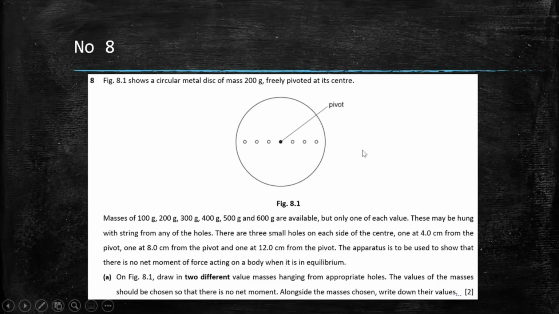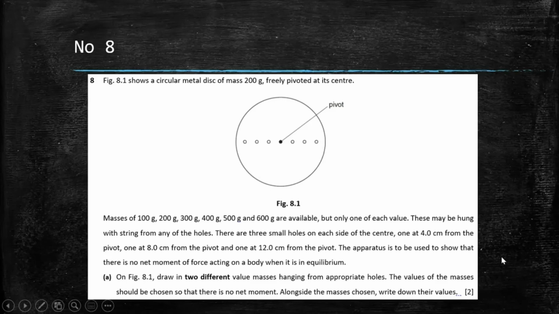There are 3 small holes on each side of the center. One at 4.0 cm from the pivot, this hole and also this one. One at 8 cm from the pivot, this hole and also this one. And one at 12.0 cm from the pivot, this one and this one.